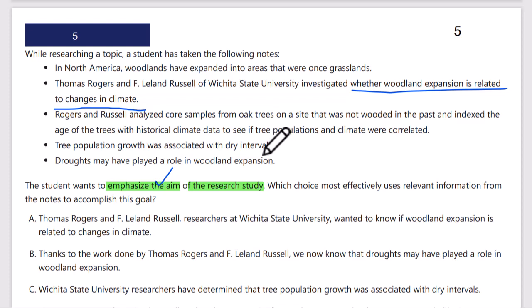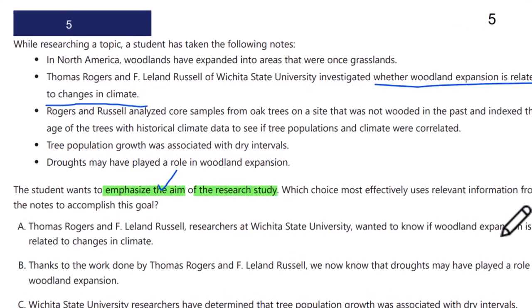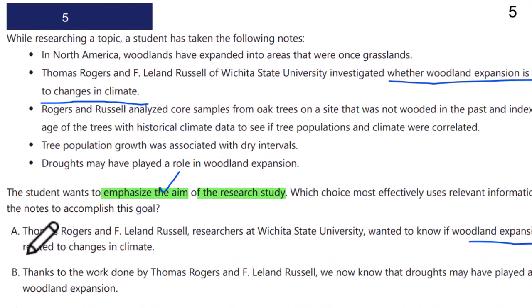Again, we want the aim or the purpose, so it's that second bullet point. And let's look and see which answer matches that. Thomas Rogers, Leland Russell, researchers at Wichita State wanted to know if woodland expansion is related to changes in climate. That is our goal. That's the aim of the study. A is going to be the correct answer for this one.